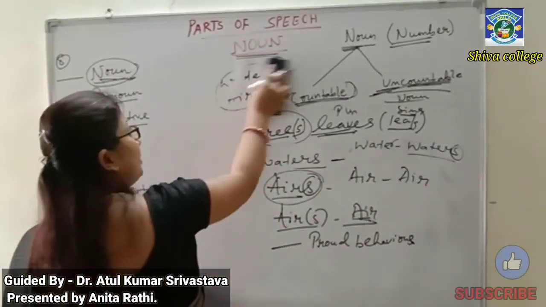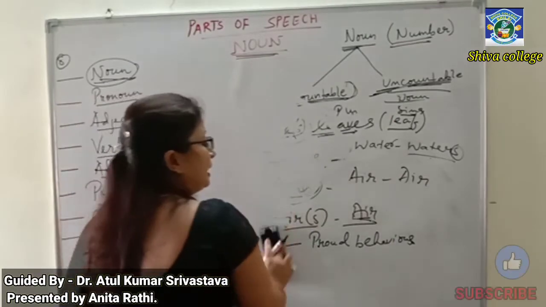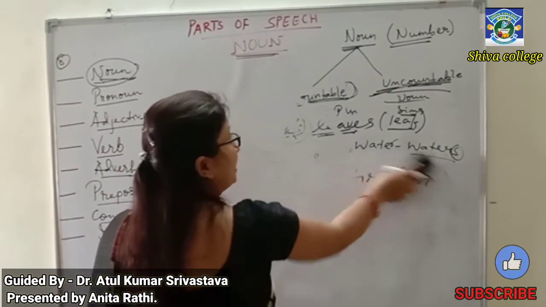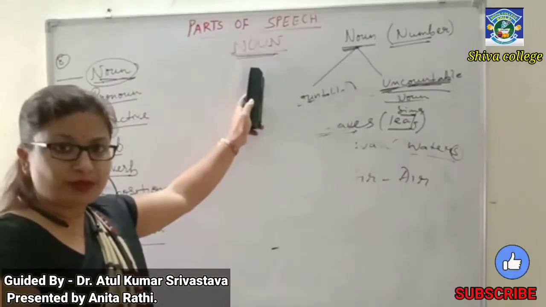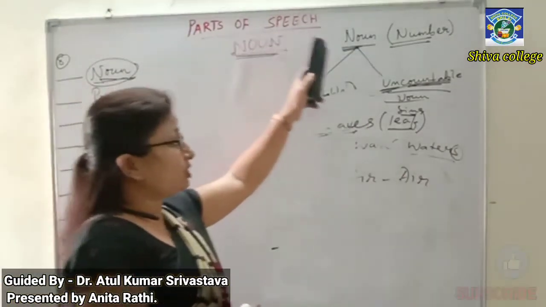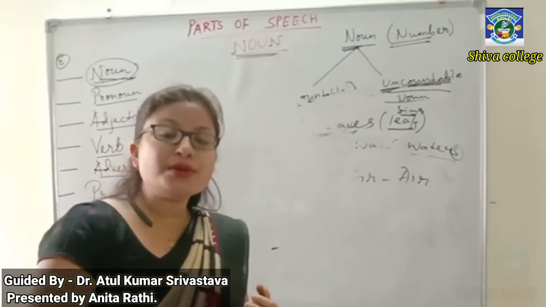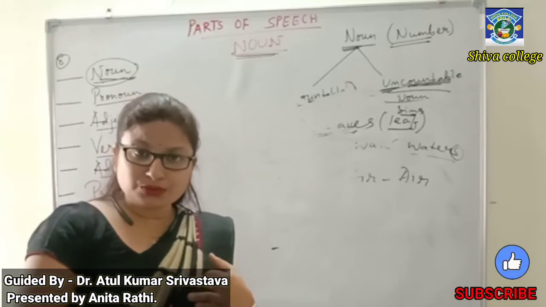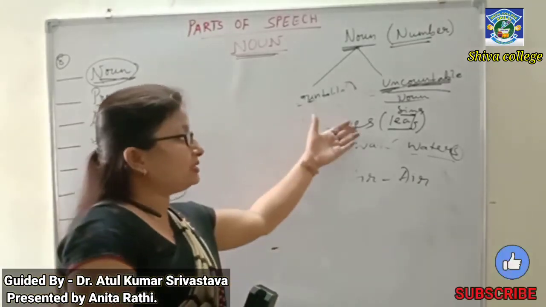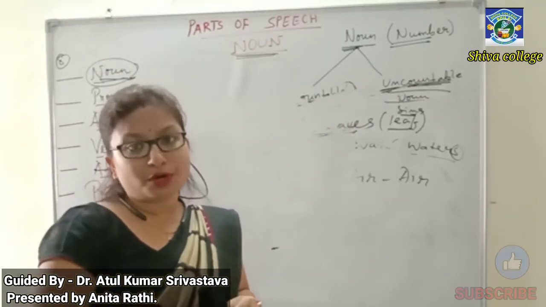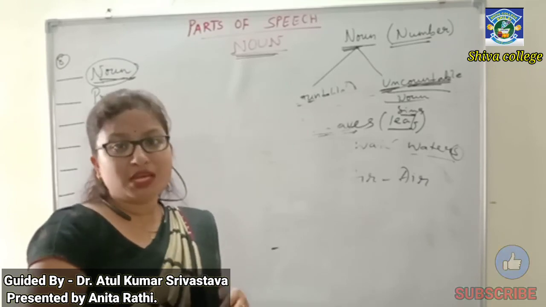So in this exercise today we have learned what is noun and what are the types of noun according to number. Noun is one of the parts of speech, and according to number, nouns are divided into two parts, countable noun and uncountable noun. Countable nouns are nouns which can be counted and have a plural form, and uncountable nouns are those which cannot be counted, do not have a plural form, and also which come in liquid state.